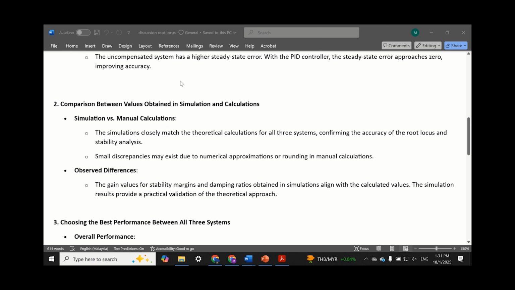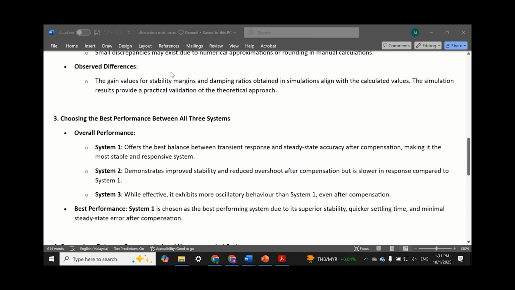So, to compare the values obtained in simulation and calculations, the simulations closely match the theoretical calculations for all three systems, confirming the accuracy of the root locus and stability analysis. Small discrepancies may exist due to numerical approximations or rounding in manual calculations. The gain values for stability margins and damping ratios obtained in simulations align with the calculated values. The simulation results provide a practical validation of the theoretical approach.